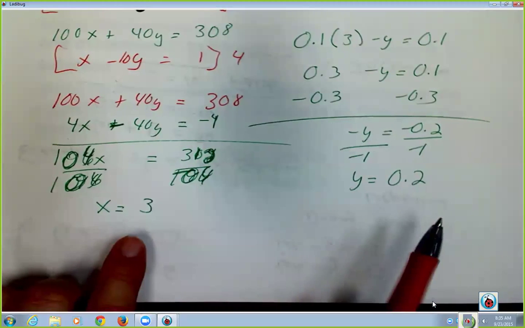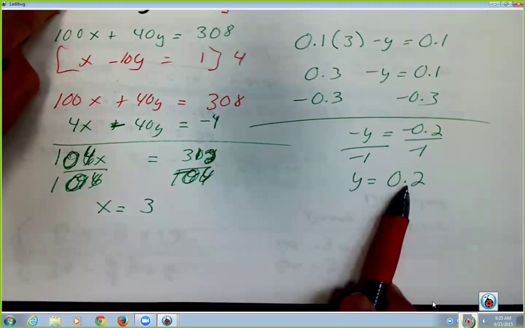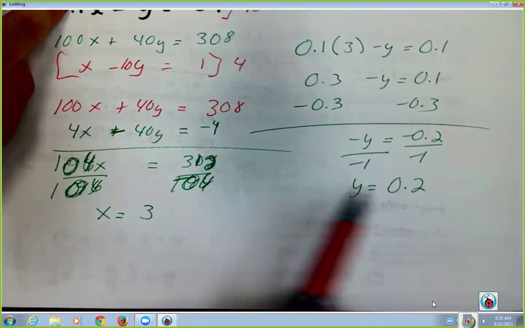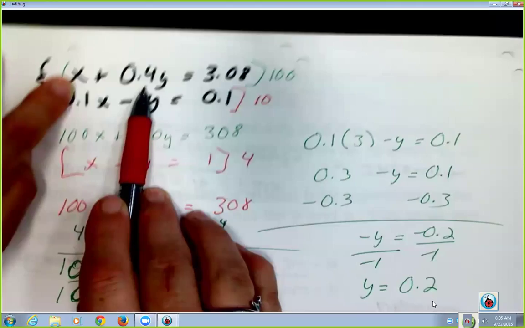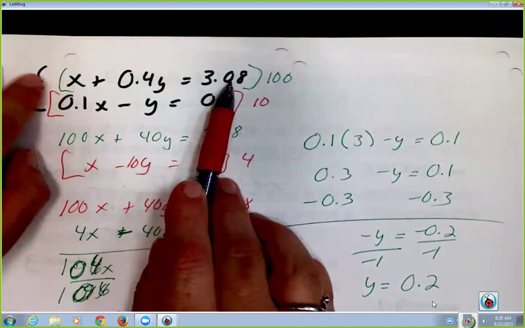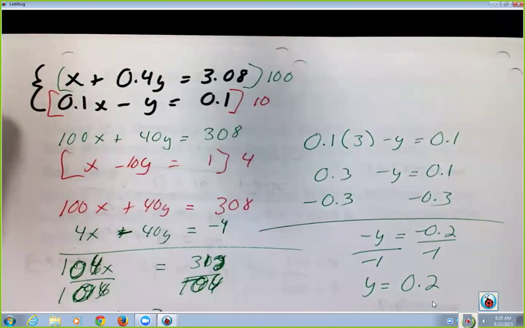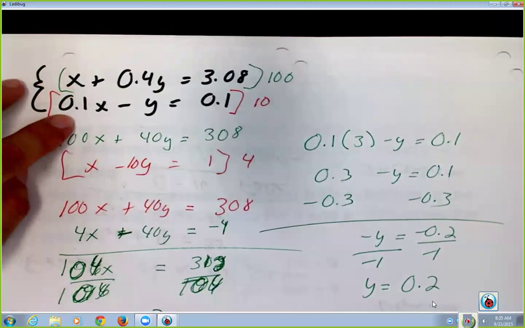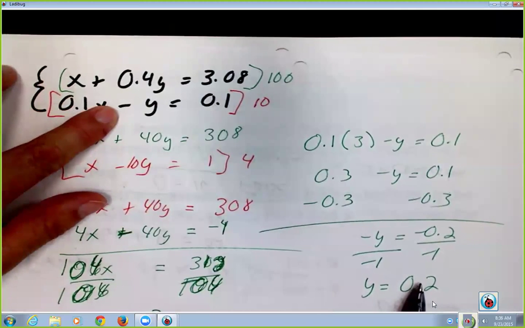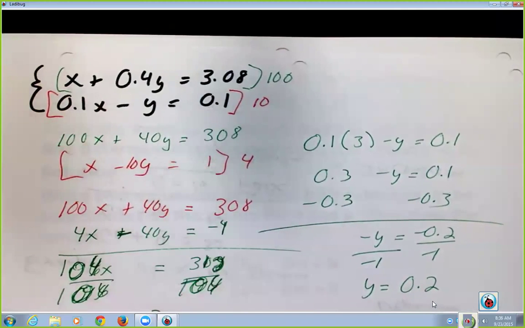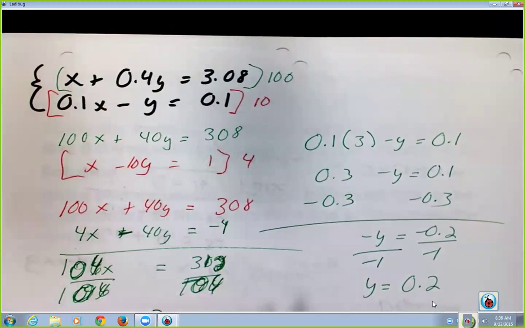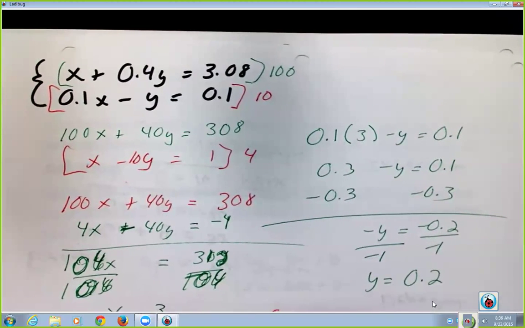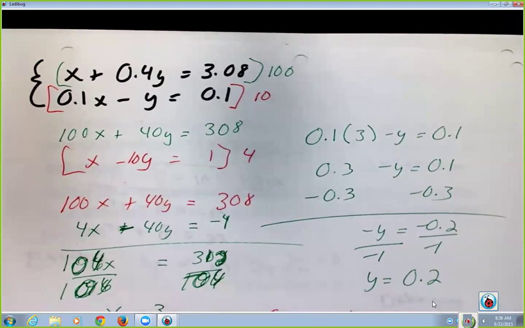If you plugged them both in, do they work? 3 plus 0.2 times 0.4 is going to give me 0.08. 3 plus 0.08 does that. And down at the bottom, 0.3 minus 0.2 is 0.1. So we know it worked. So my point value with this one is 3, 0.2 for that one.